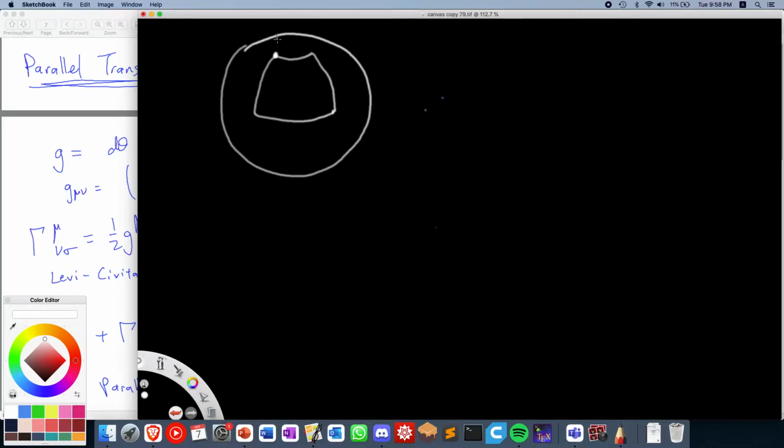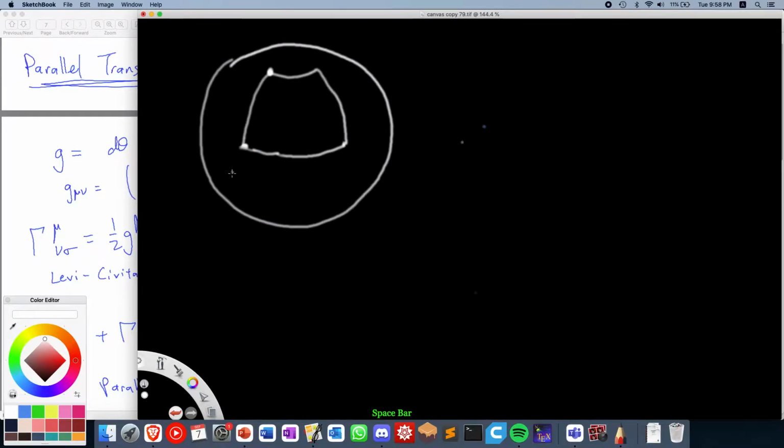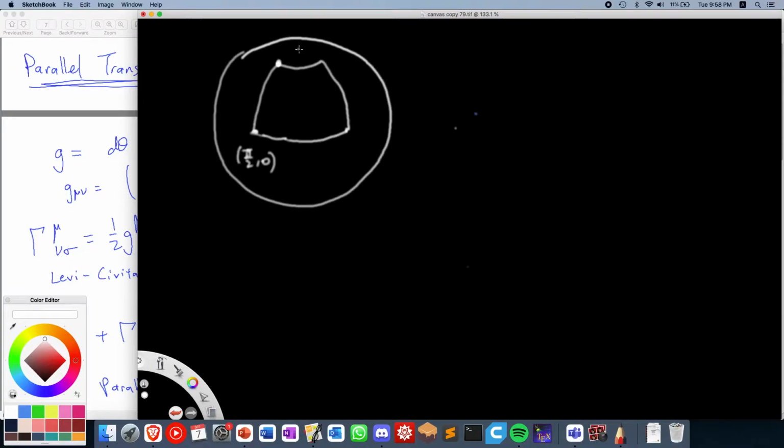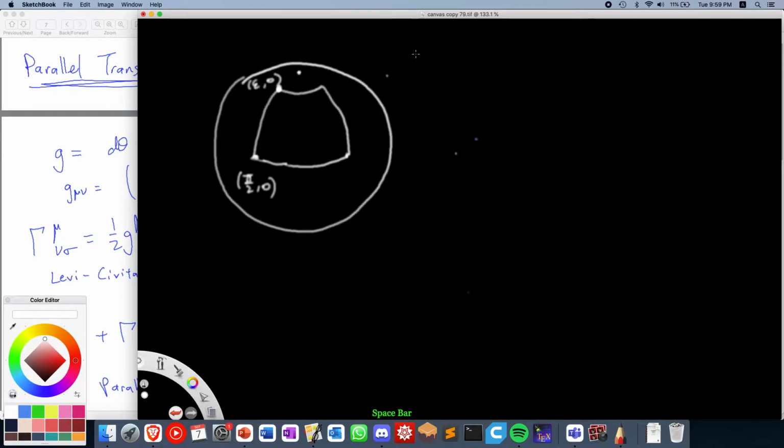We'll be parallel transporting it from pi over 2, 0. So we started from this corner, pi over 2, 0. Let me just zoom in. Then we'll be parallel transporting it to epsilon, 0. And the coordinate system in this case is going to be theta and phi. Then to epsilon, pi over 2, and here is pi over 2, pi over 2.